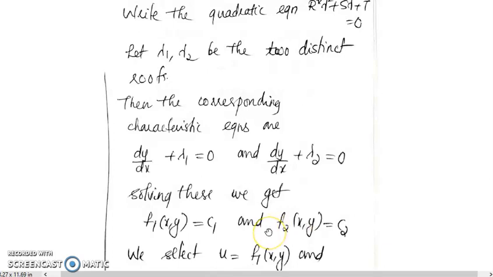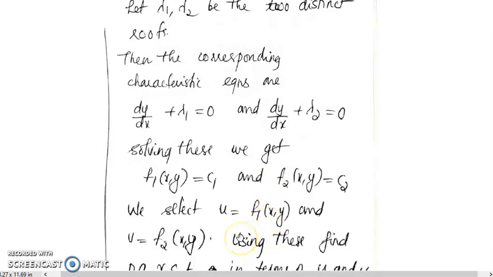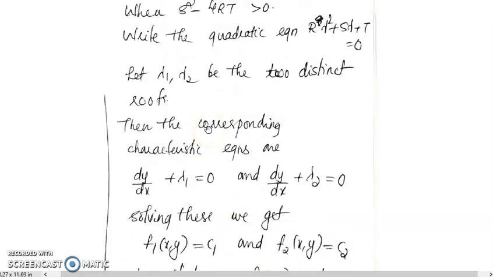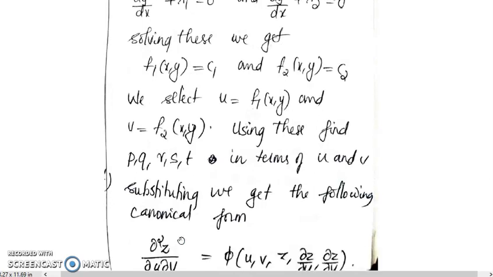Now the choice of u and v for this type of equation is u equal to f1 and v equal to f2. So for finding p, q, r, s and t, we will use this substitution. When s square minus 4rt is greater than 0, find the corresponding distinct roots and solve dy by dx plus lambda 1 equal to 0 and dy by dx plus lambda 2 equal to 0. That will give you two solutions, and our solutions will be u and v.